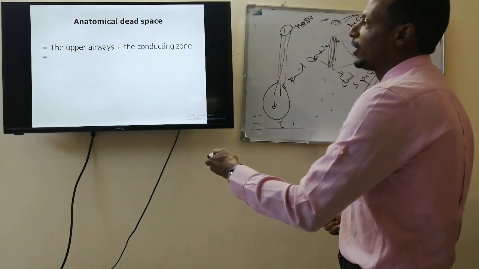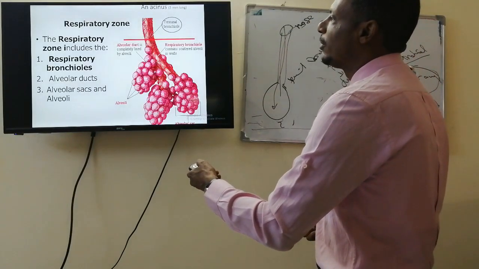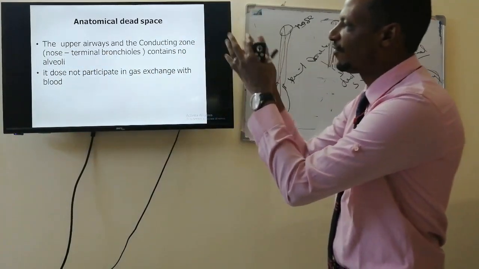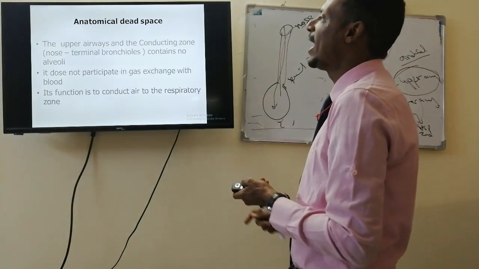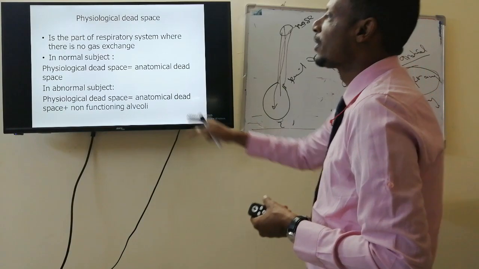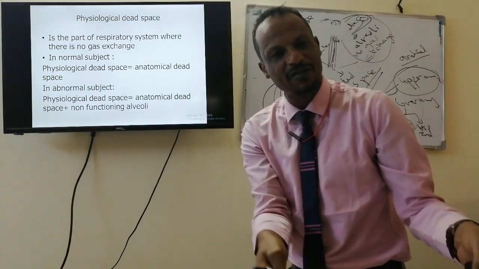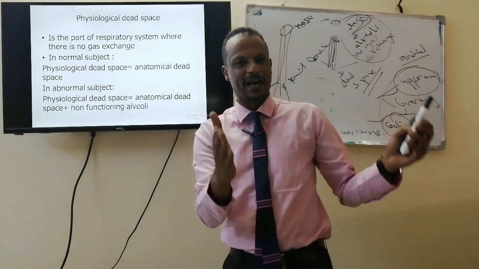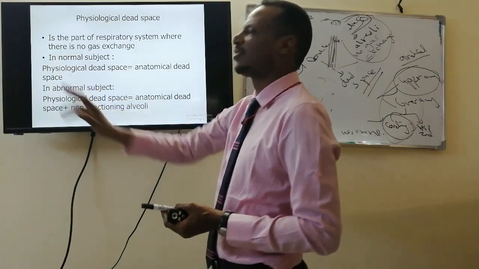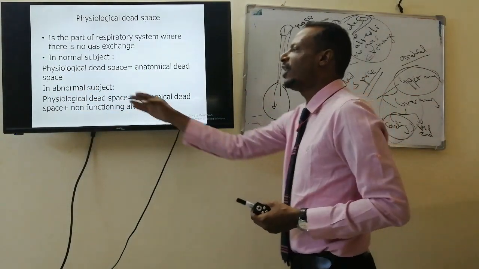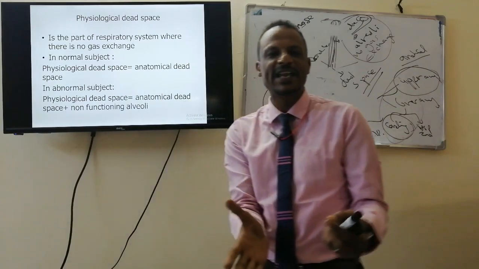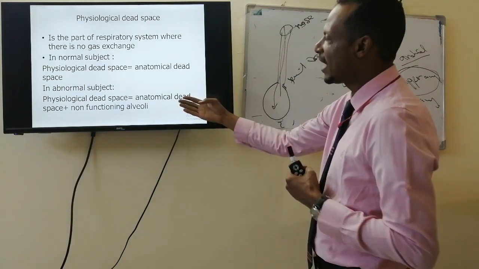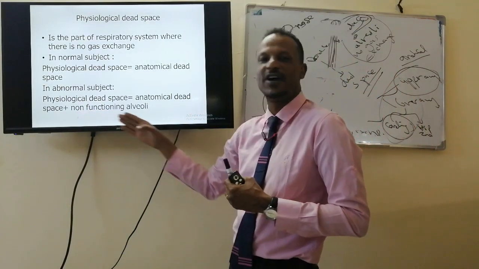ولكن الفرق كان في الاناتوميكال ديد سبيس إنه the area of anatomical dead space the area there is no alveoli، سواء كانت الالفيولاي functioning or not functioning. ولكن الفيزيولوجيكال ديد سبيس هو المنطقة اللي ما فيها جاز اكسشينج سواء فيها الفيولاي أو ما فيها الفيولاي. لكن في النورمال سبجكت عادة لأنه كل الالفيولاي are functioning الاناتوميكال ديد سبيس equal to the physiological dead space. ولكن في الابنورمال سبجكت نحن بنضيف معانا أي non-functioning alveoli. So الفيزيولوجيكال ديد سبيس بيساوي الاناتوميكال ديد سبيس بلس ذا نون فانكشنينج الفيولاي.